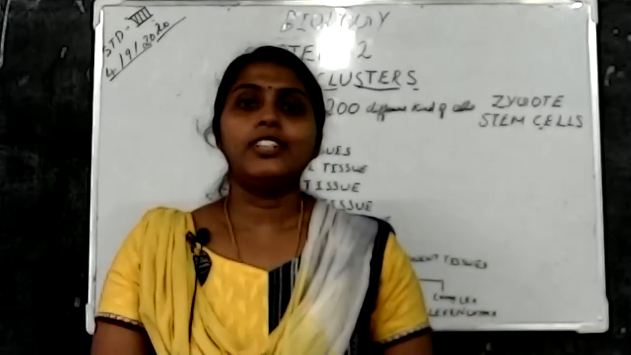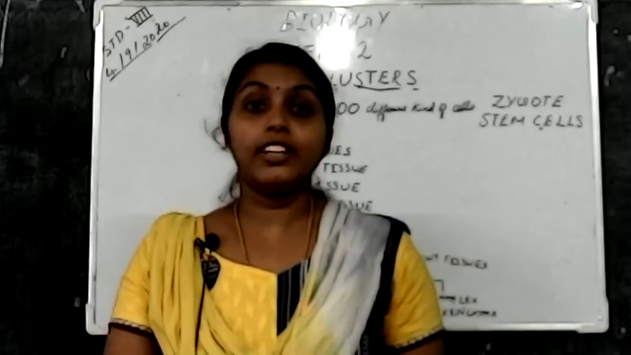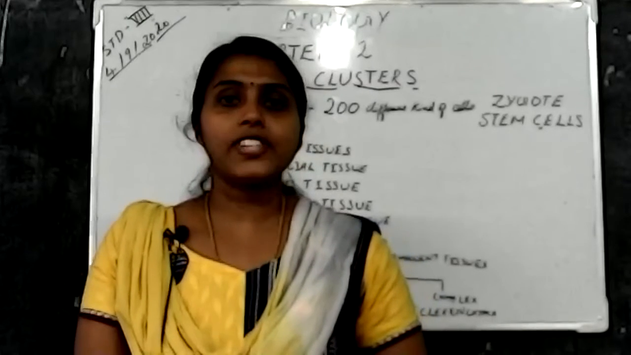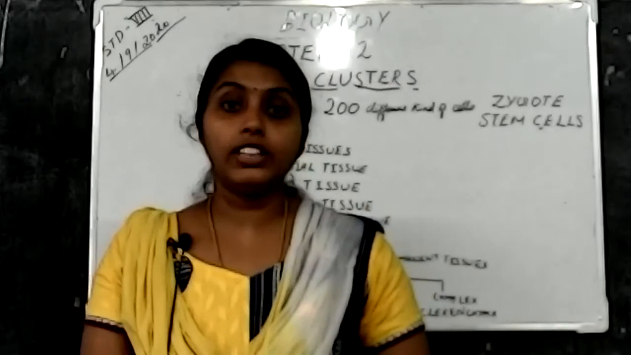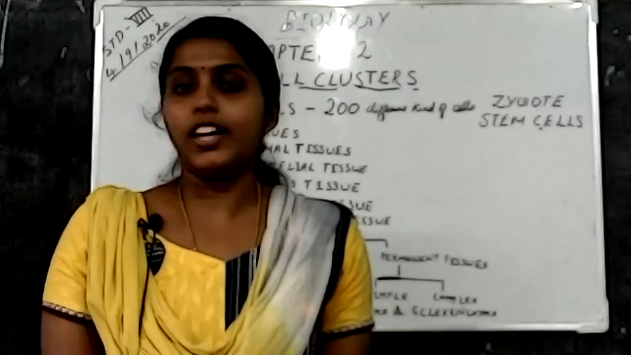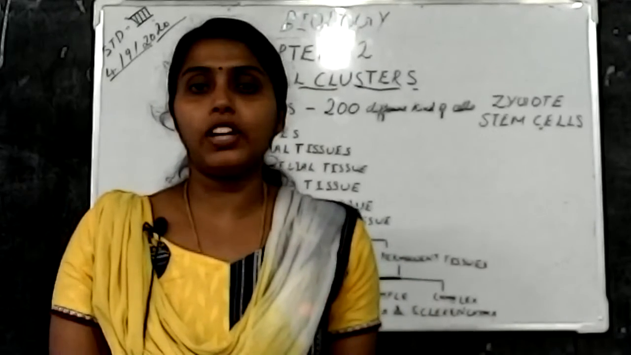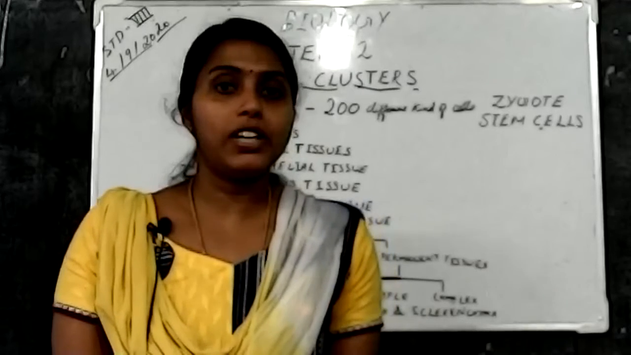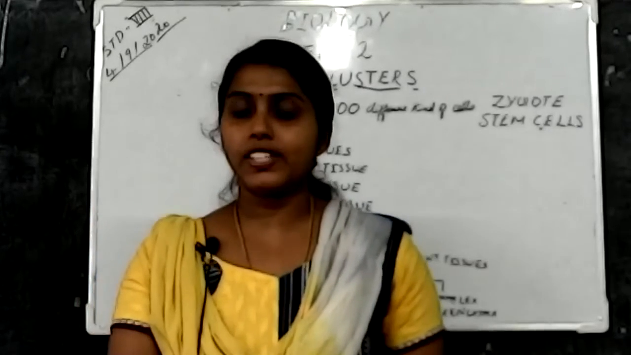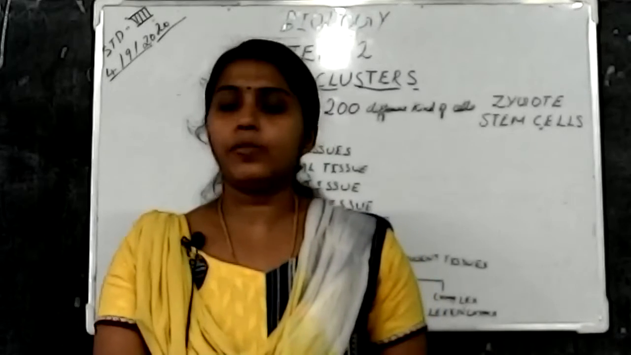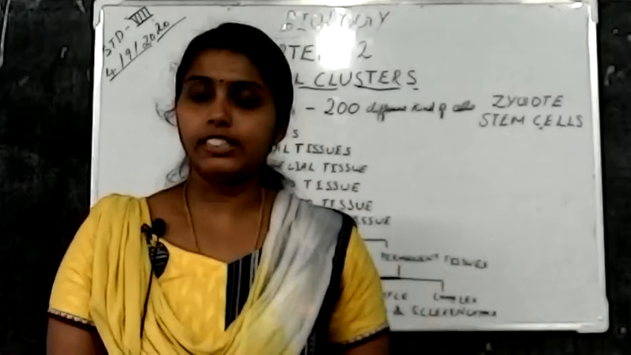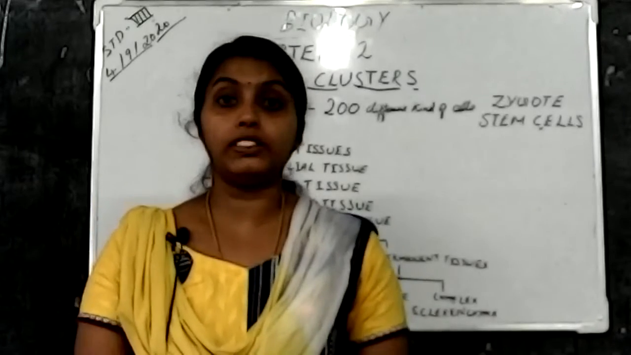Good morning. Today we are going to study the third part of our second chapter, cell clusters. Last class we studied the different types of animal tissues and the different types of cells present in our body. So let us have a preview of our previous class, and after that we can start the new topics of today.